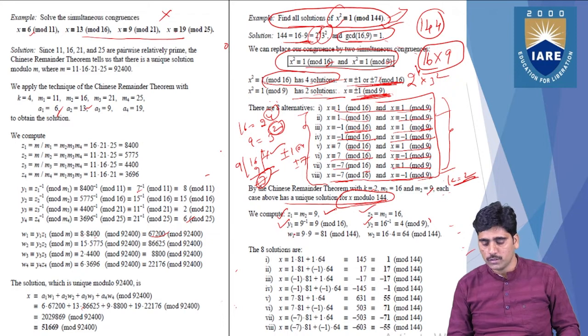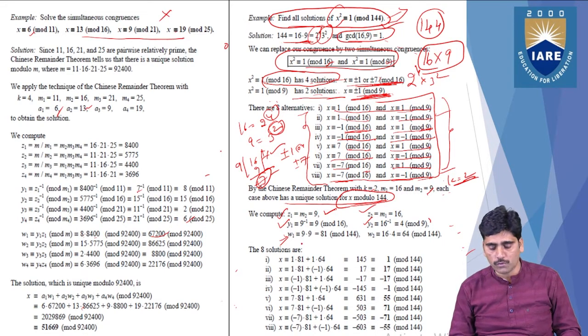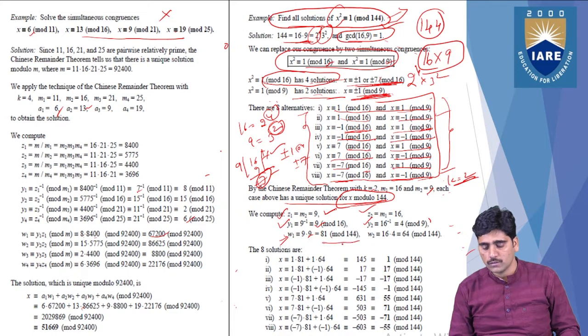After finding these z1, z2 values, what you need to do? We need to substitute to find the w values. So w1 equals y1 z1 mod m. Here y1 is 9, and z1 is 9, so 81 mod 144. And y2 is the inverse of 16, that is nothing but 4 mod 9. So w2 is nothing but y2 z2, where z2 is 16 and y2 is 4, so y2 z2 mod m, and m is 144.